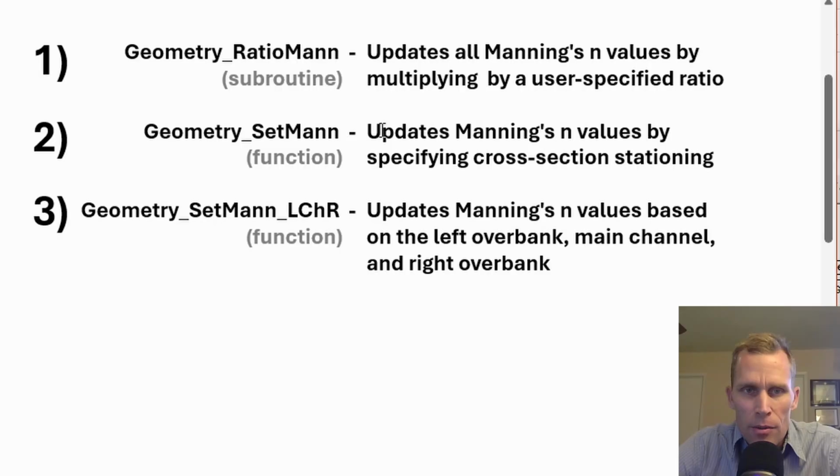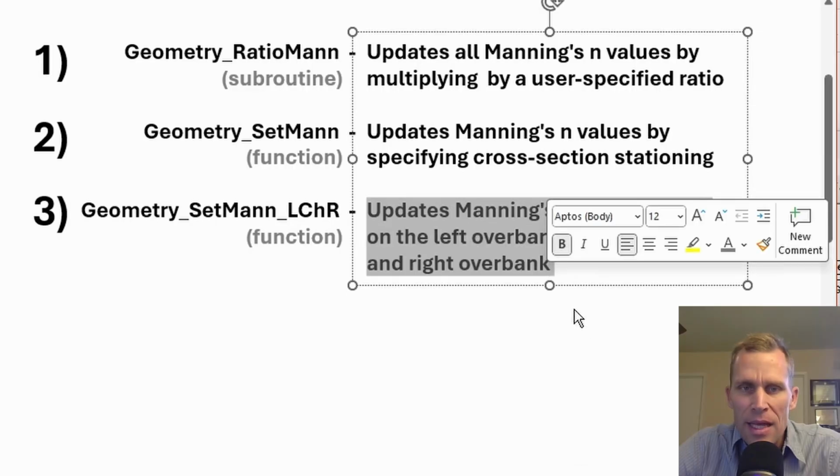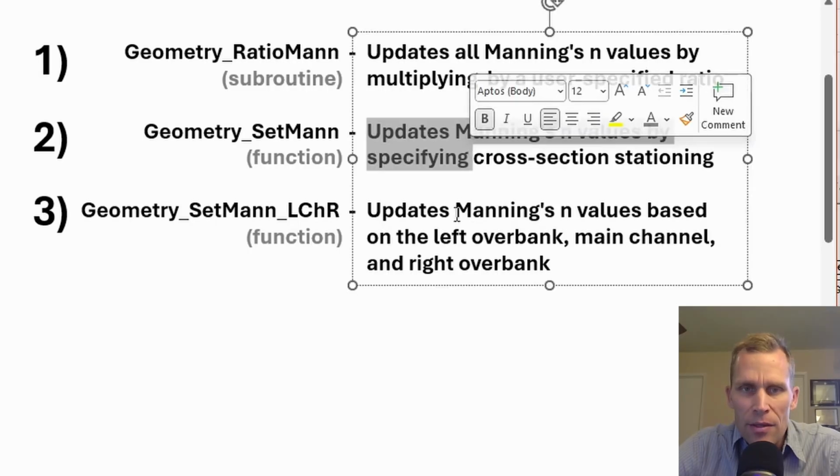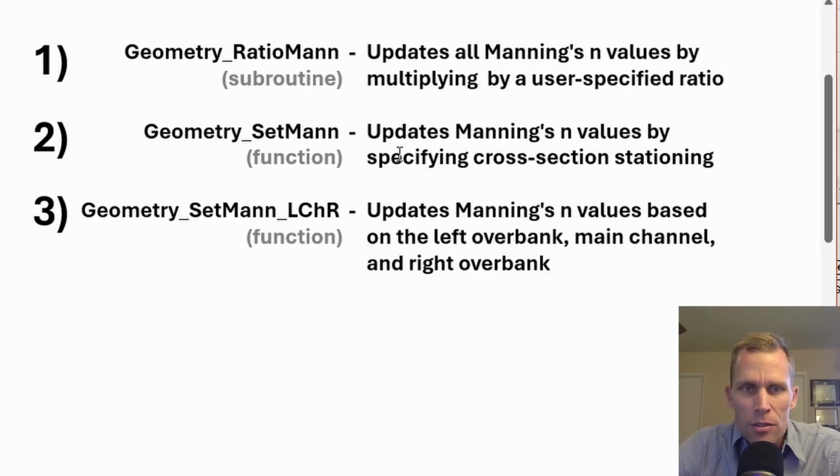So for instance, on number 2, this is probably the most specific. This is where you can specify the Manning's n value for each individual station elevation point on the cross section. And then lastly, Geometry_SetMan_LCHR updates the Manning's n value based on the left overbank, main channel, and right overbank. So you're just going to be setting the values for these three separate regions, as opposed to multiplying based on the existing Manning's n value.